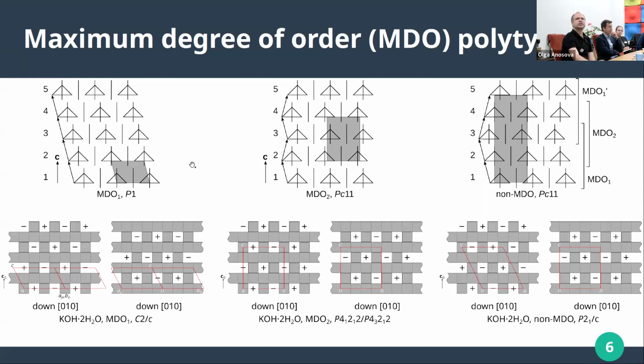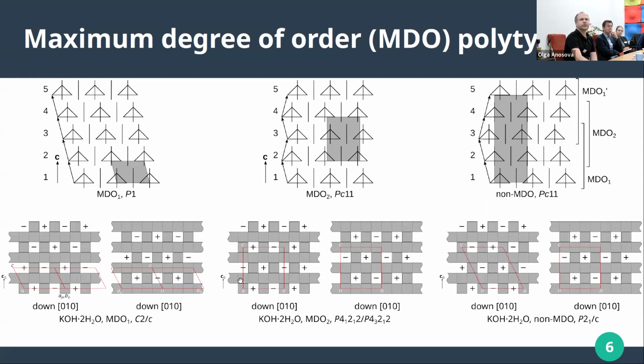But there are also other ones, like this guy here to the right. This is right, right, left, left, right, right, left, left. This is non-MDO because you see you have triples from MDO1 and triples from MDO2. And in fact, this is the simplest of the non-MDO polytypes in this case. These do exist, they crystallize. It's not very logical, but it exists.